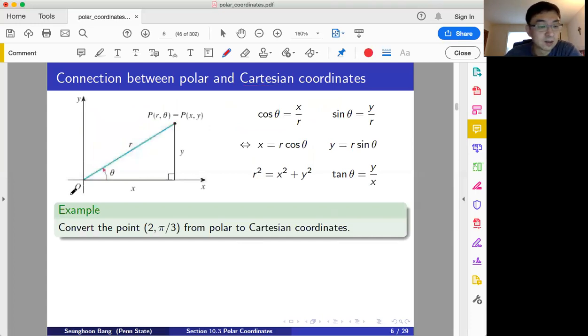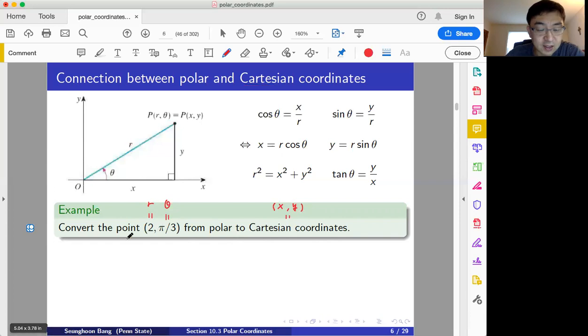So what's an example? Convert the point (2, pi over 3) from polar to Cartesian coordinates. How can we change it? We can use these relations. This is a polar coordinate. What does it mean? The 2 is r, and pi over 3 is theta. What's a Cartesian coordinate? We have x and y.